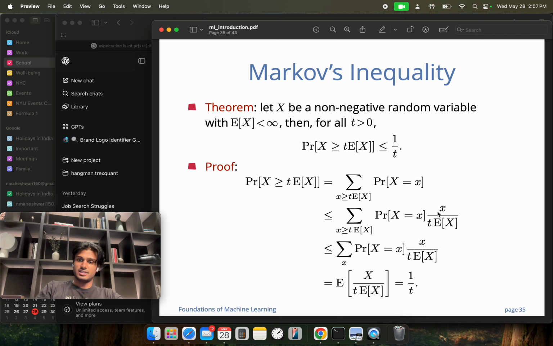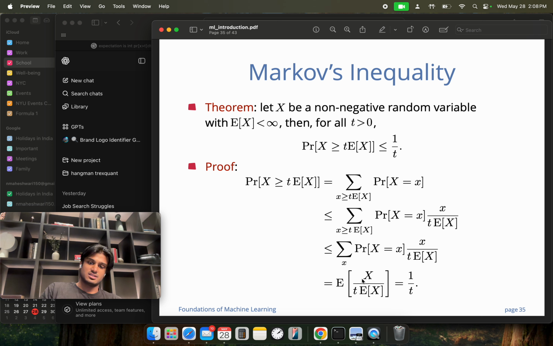Now this will always be less than if I did it over the entire x, because what I'm trying to do here is write this as an expectation, since I can see there is a probability that x equals something, multiplied with something. To write it as an expectation, I want to take it over the entire domain of the random variable. So I expand the domain, and I can only go higher because x is always positive. So this inequality holds, and this then is the expectation of X divided by t, this epsilon number.